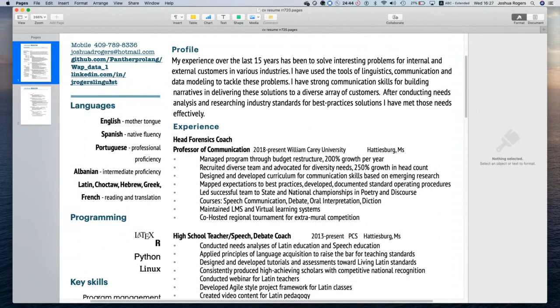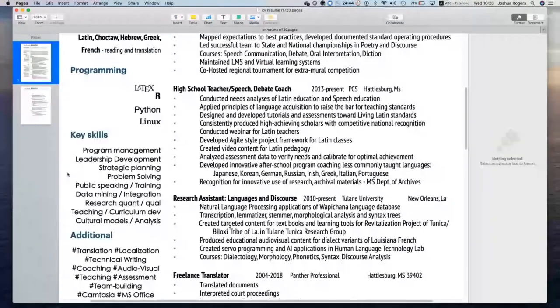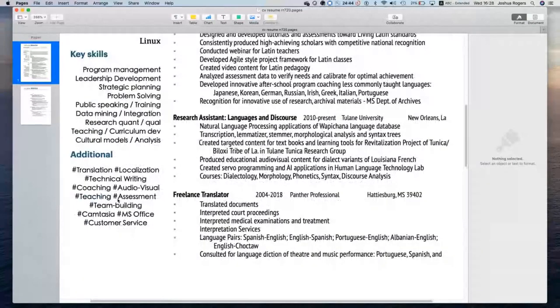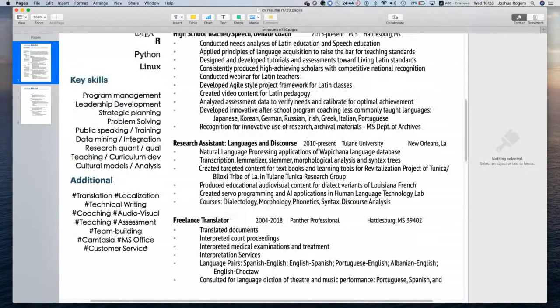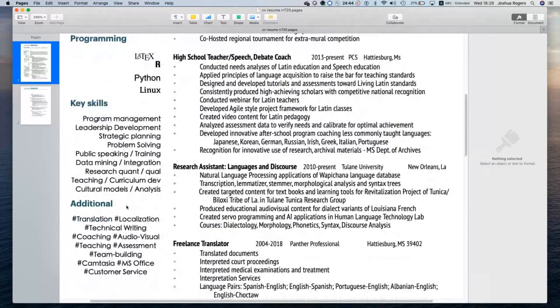And then, of course, I have my LinkedIn profile, which people can go to and see a much more extensive list of experiences. I have my languages, programming languages that I've worked on, and then my key skills: program management, leadership development, strategic planning, and then some additional hashtags, which are kind of like tools that I know how to use, I guess. I don't know exactly how to distinguish on this. I've seen it used, and so I tried it.